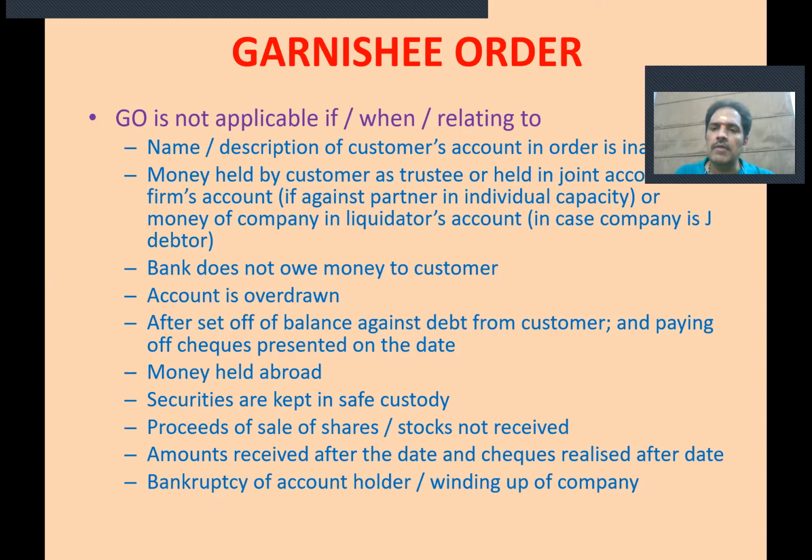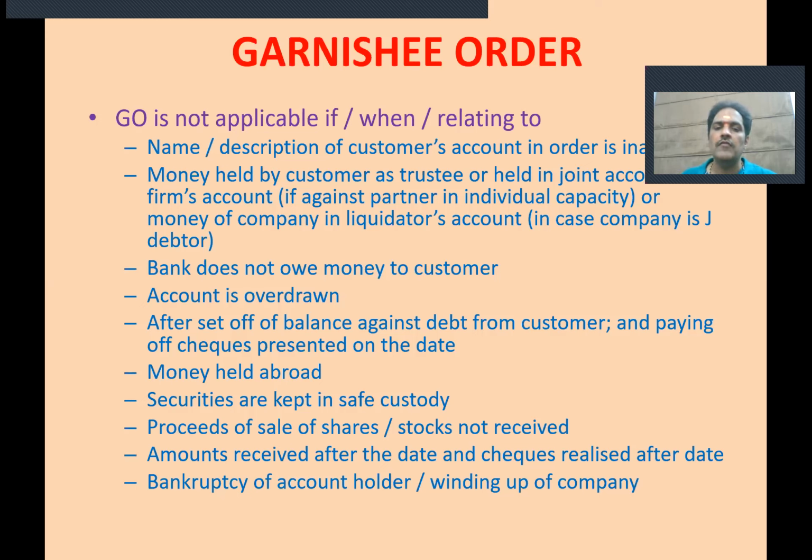Then if the bank does not owe any money to the customer, in that case no garnishee order will apply. Then if the account is overdrawn, that is, there is no balance but only a due payable to the bank, not due payable by the bank. Then after set off, if there is no amount in the account, dues payable to the bank will be set off from the dues payable by the bank, and only the remaining portion can be paid. Then money held abroad cannot be brought under the garnishee order. Then securities kept in safe custody, you cannot have a garnishee order on the value of those securities. Only the money that is available will be there.